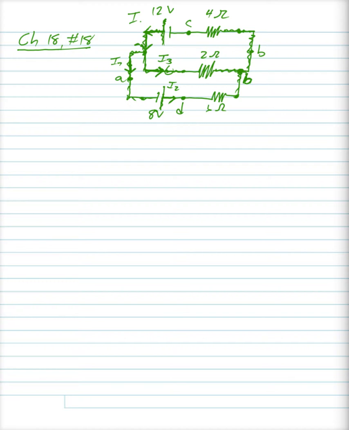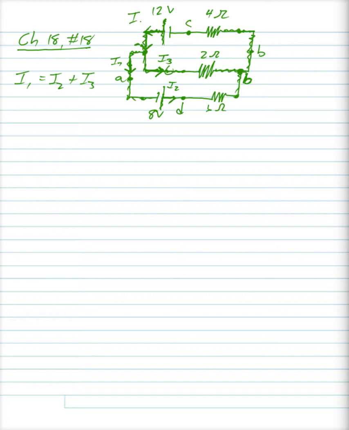Okay, so now we have to apply Kirchhoff's rules. We can start off with the junction rule. At that junction, I have I1 flowing in and I2 and I3 flowing out. So the junction rule says that all the currents flowing in must equal all the currents flowing out.